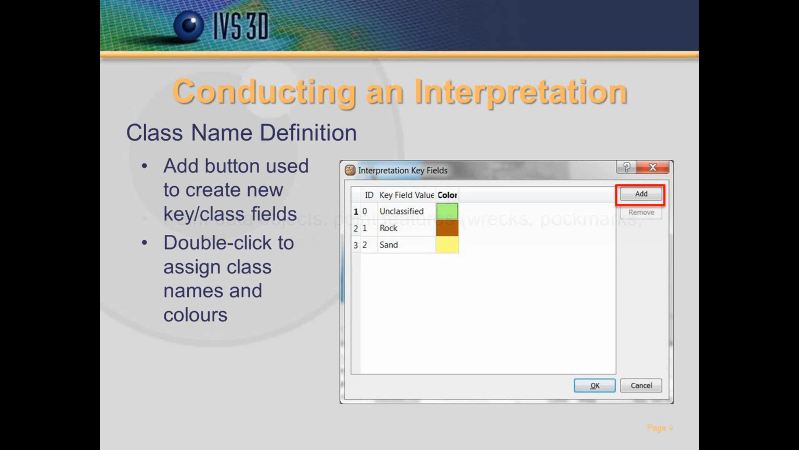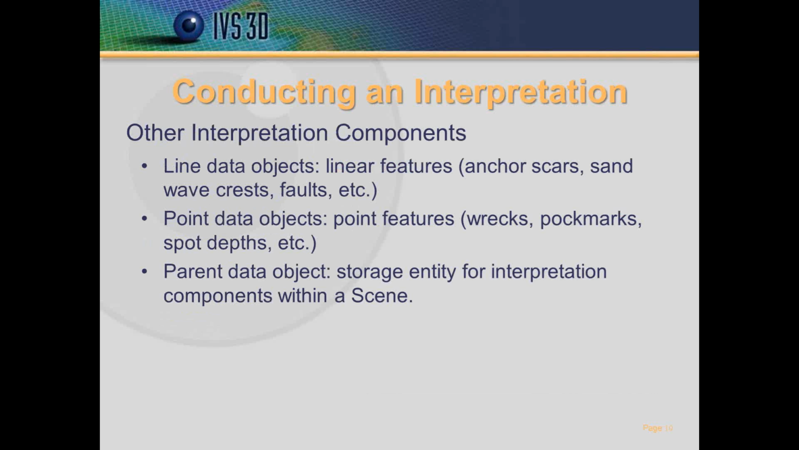Okay. Other data objects that we'll be using as part of our interpretation are line data objects to capture linear features, things like anchor scars, sand wave crests, faults, those sorts of things. We'll be using point data objects to capture point features, so these could be rep locations, pock marks, spot depths, anything that can be or you want to assign as a point. And then generally I will also create a parent data object which I'll use as just a storage entity for all my other interpretation data objects. Just keeps things nice and neat within your scene, within your data objects control panel, your data object stack.